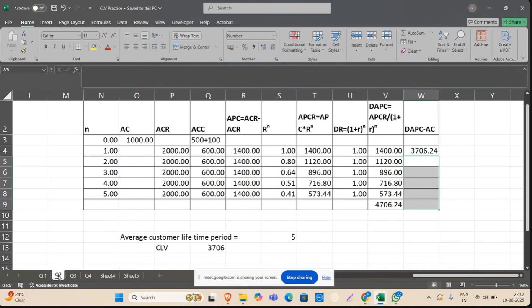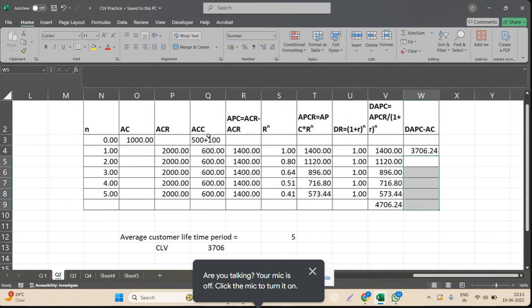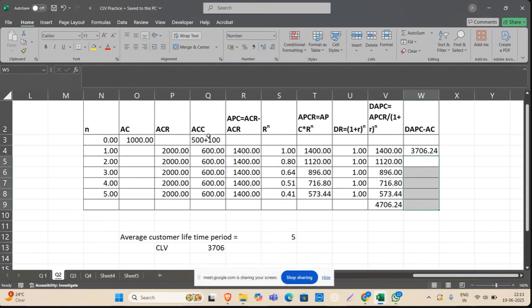Okay, in the next question, annual revenue per average customer is given as 2000. So ACR is given as 2000. It will be the same for each year, and the product cost associated with the average customer's purchase is 500 per year. So the ACC they said 500 associated per year, and then additionally they have mentioned that the firm also spends 100 a year. So 500 plus 100, 600 for each year.